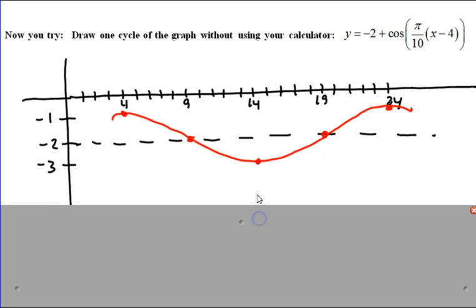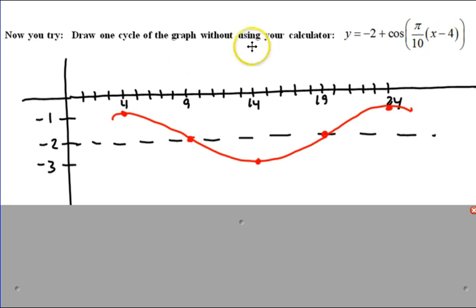Okay, here we have a sinusoidal axis of -2. The number in front of the cosine is 1, so we have an amplitude of 1. So I go up 1 and down 1 from my sinusoidal axis. So there are my 3 key points on the y-axis. 2 pi divided by pi over 10 is 20. So my period is 20.